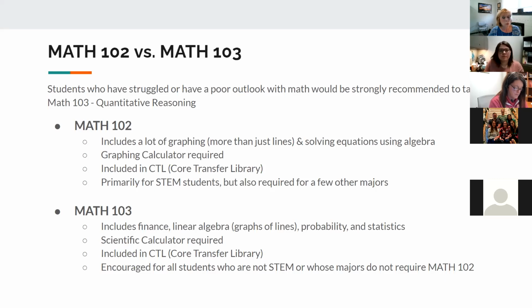Whereas Math 103 includes finance, they do a mortgage project, they do linear algebra, some more graphing of lines, and then probability and statistics. A scientific calculator is required for that one, not necessarily a graphing calculator. It too, though, is on the core transfer library. We've really worked to make that one more accessible to go to other colleges. Ball State really likes our Math 103. USI really likes our Math 103. So within the state of Indiana, both of these courses are on the core transfer library list. But for students that are not in a STEM major, this might be a good route for them as an alternative.